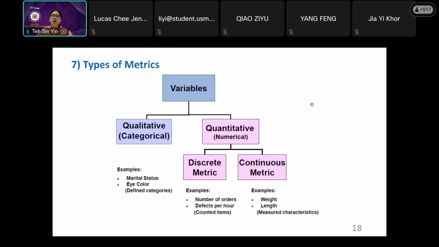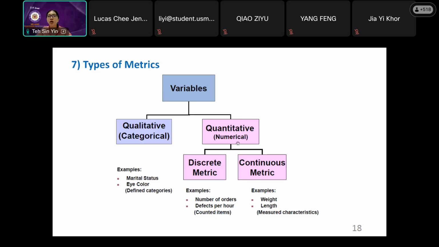Okay, now for variable. There are 2 types of variable you have to know. One is the qualitative variable. Qualitative means categorical data, for example, marital status. When we say single, married, divorced, this category is a qualitative variable. Eye colors, for example, some people have black eye color, some brown, green, or blue. So this type of color, we categorize as a qualitative variable.